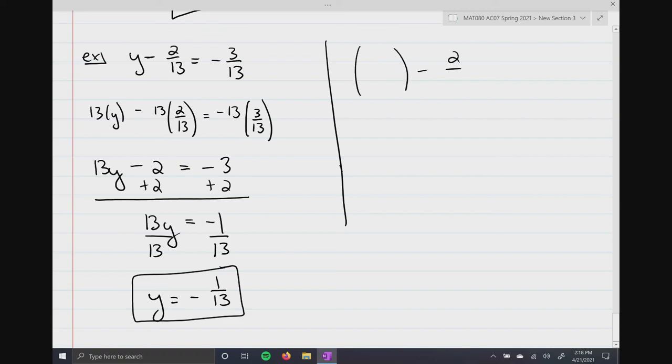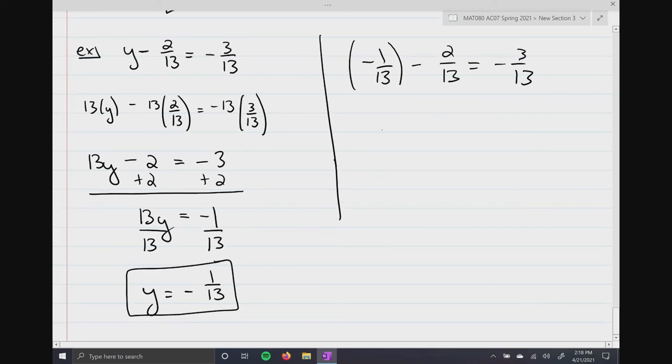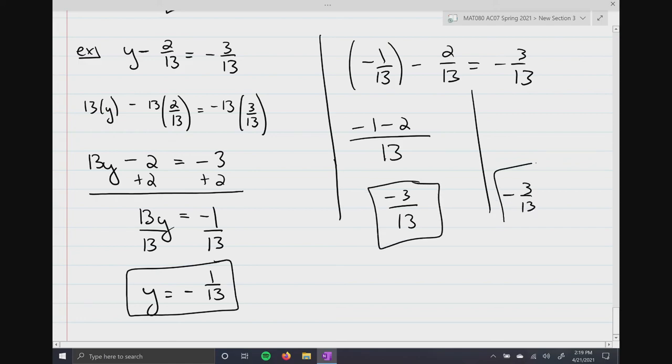wherever you see the variable, put parentheses, and then substitute in your solution. Now, if we look on the left-hand side, denominators are the same. So write it once. Write your numerator once. Negative 1 minus 2 is minus 3. So you get negative 3 over 13 on the left. On the right-hand side, it already just says negative 3 over 13. Are there any questions with that?